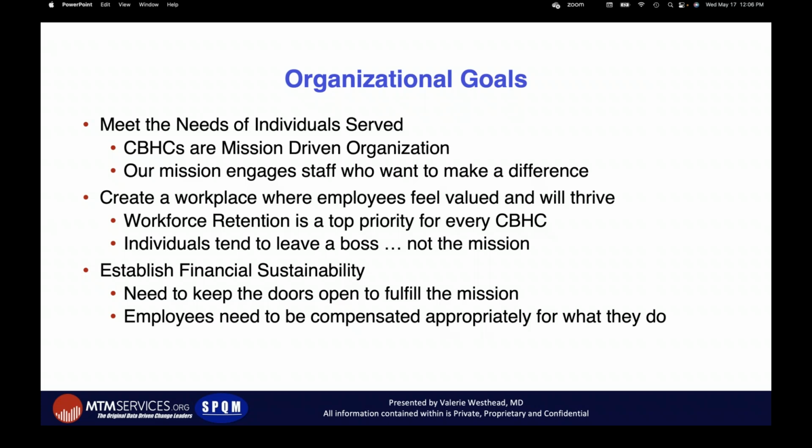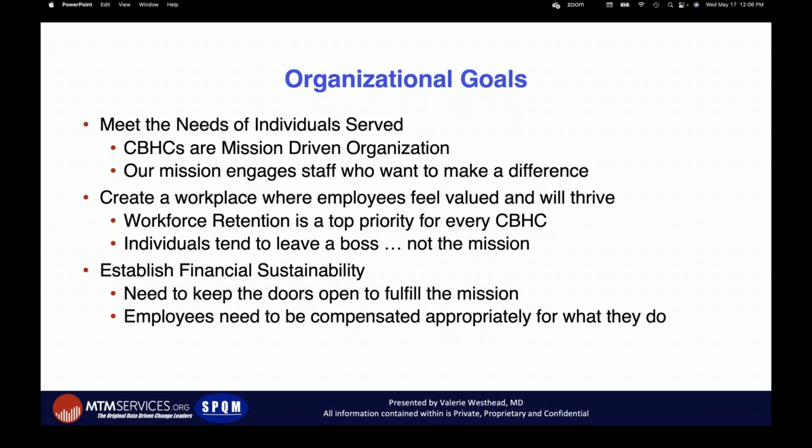So every organization has its mission statement, its set of values, and many things about how they approach the work that they do. But when you come right down to it, it is three basic things. We are here to meet the needs of the individuals we serve, and CCBHCs through our missions are very much driven by that. And that is a part of what engages our staff. They want to make a difference. We want to make a difference. So number one, we want to meet the needs of the individual served.